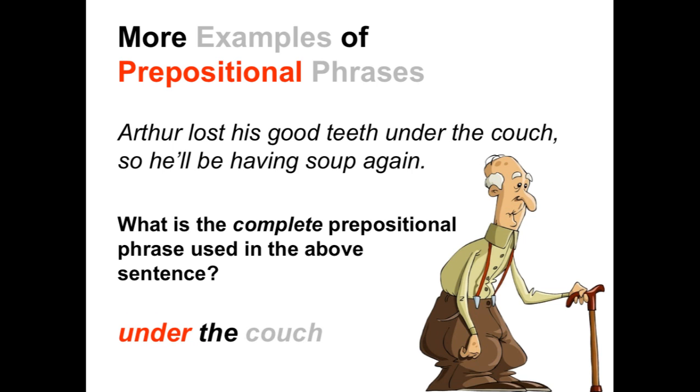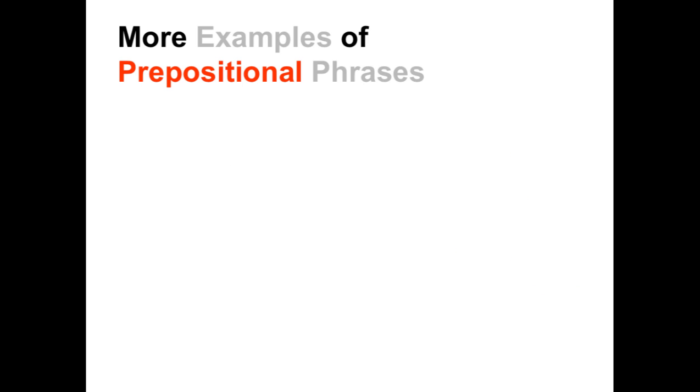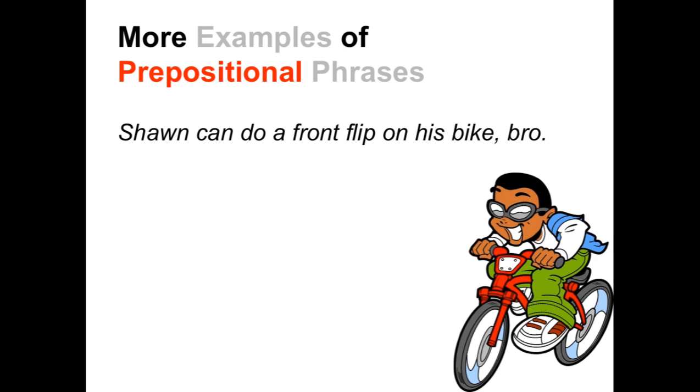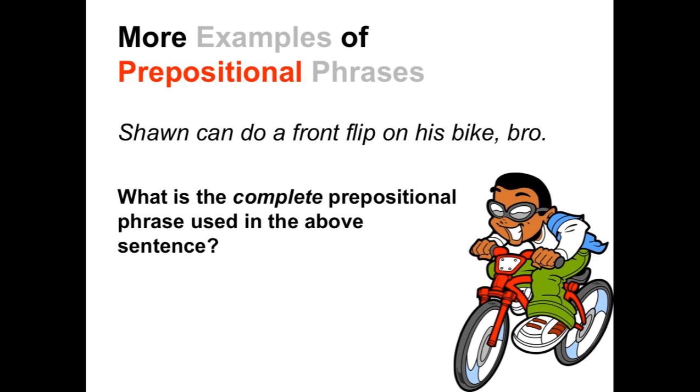The prepositional phrase in this sentence begins with the preposition under and leads to the object couch. The complete prepositional phrase in this sentence is under the couch. Here's another example of a sentence with a prepositional phrase. Sean can do a front flip on his bike, bro. What is the complete prepositional phrase used in this sentence?